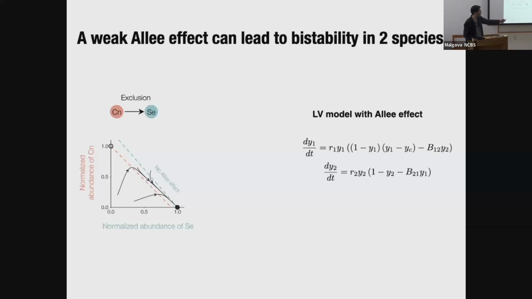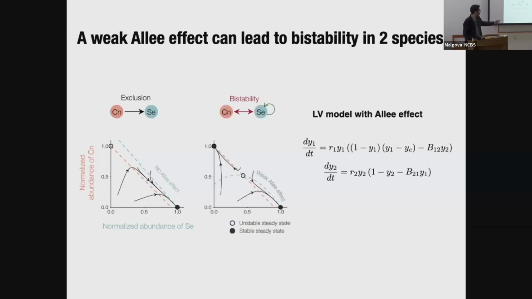So the growth is not logistic now, but it has this quadratic term as well. How will the nullclines change? One thing that can happen is that this competitive exclusion could turn into a bistability result, just because this nullcline now, instead of being a straight line, starts curving at low densities of the first species, and this allows a region in which the co-culture will go towards the carrying capacity of CN at the expense of the other species.